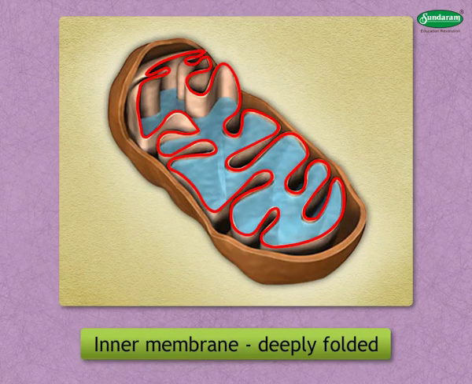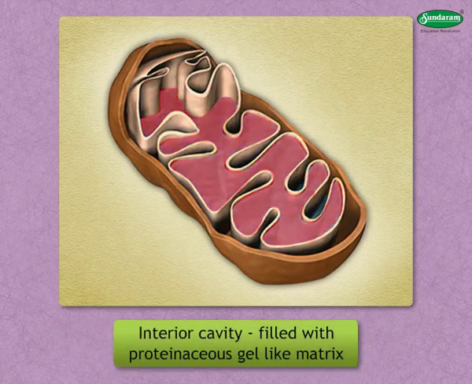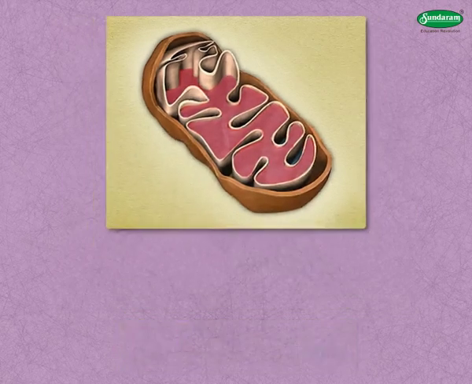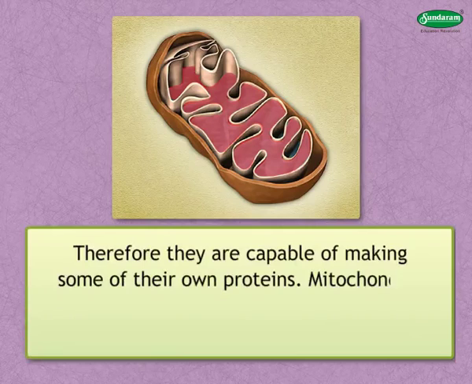These folds are called cristae. They create a larger surface area for efficient functioning. The interior cavity is filled with proteinaceous gel-like matrix which contains ribosomes, phosphate granules, and DNA. Therefore, they are capable of making some of their own proteins.